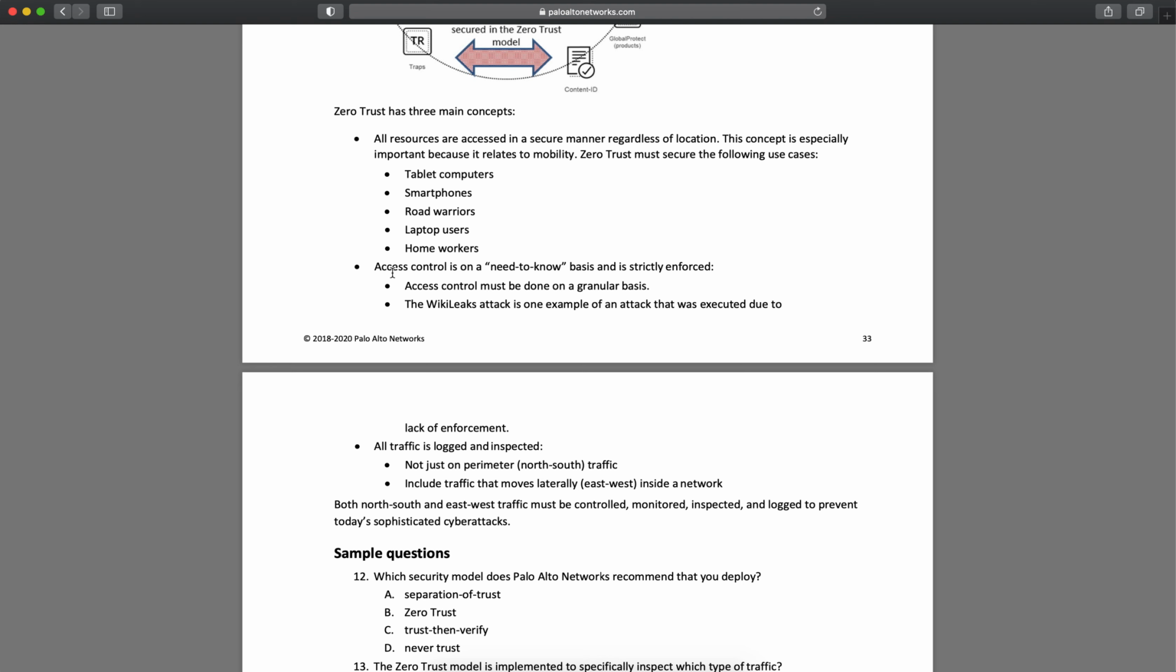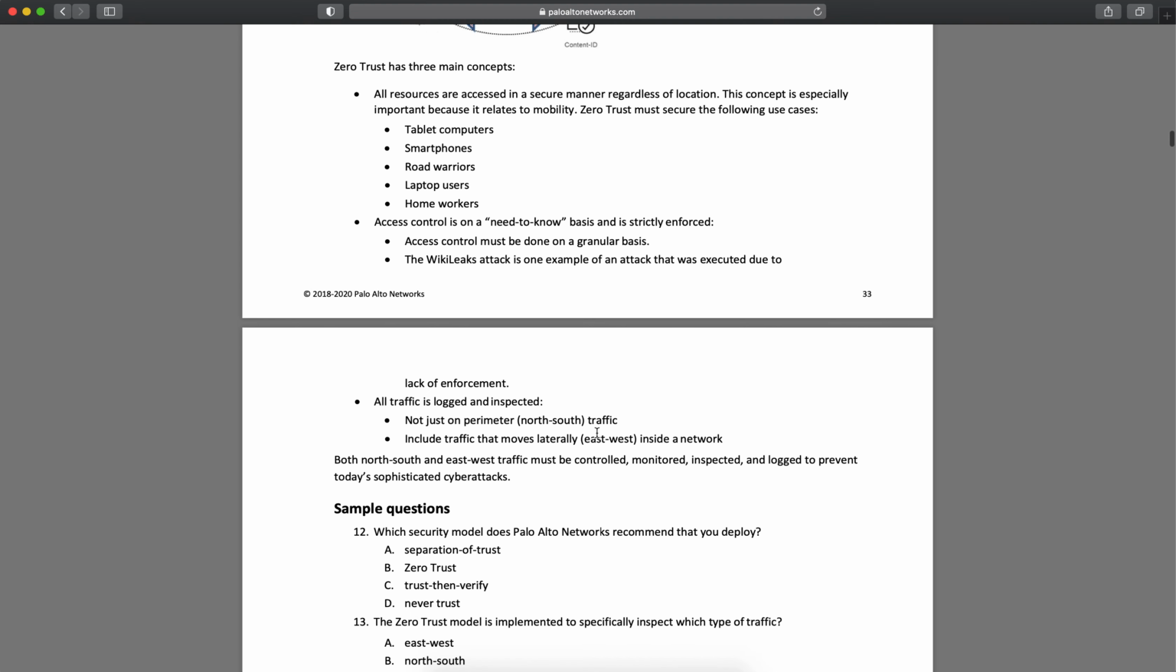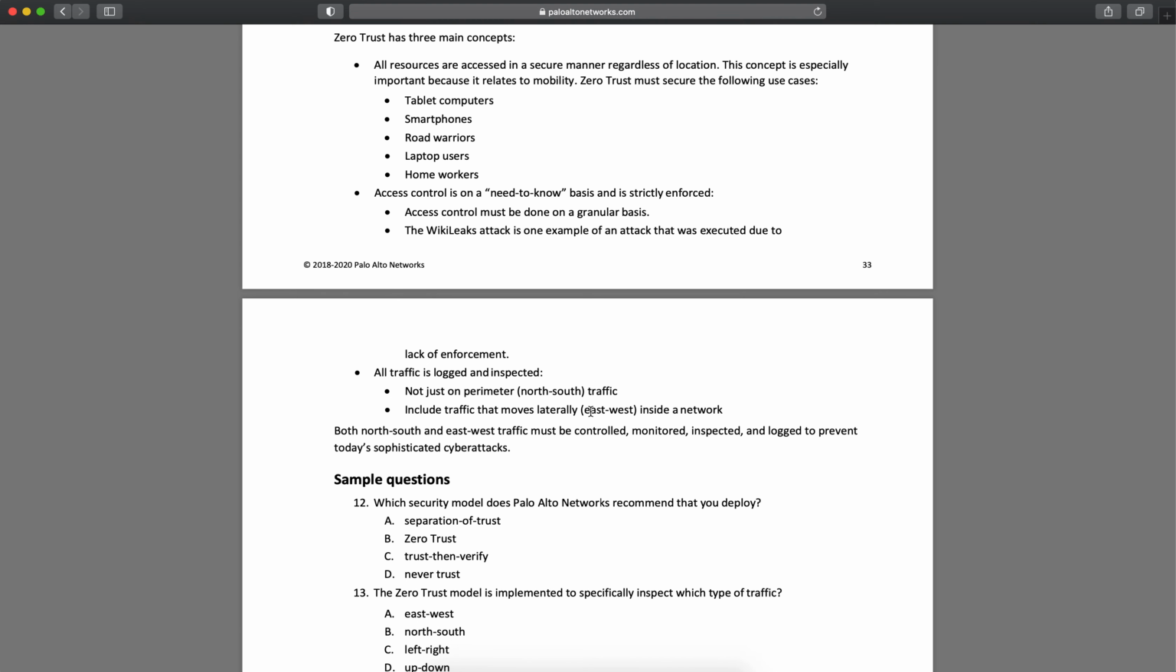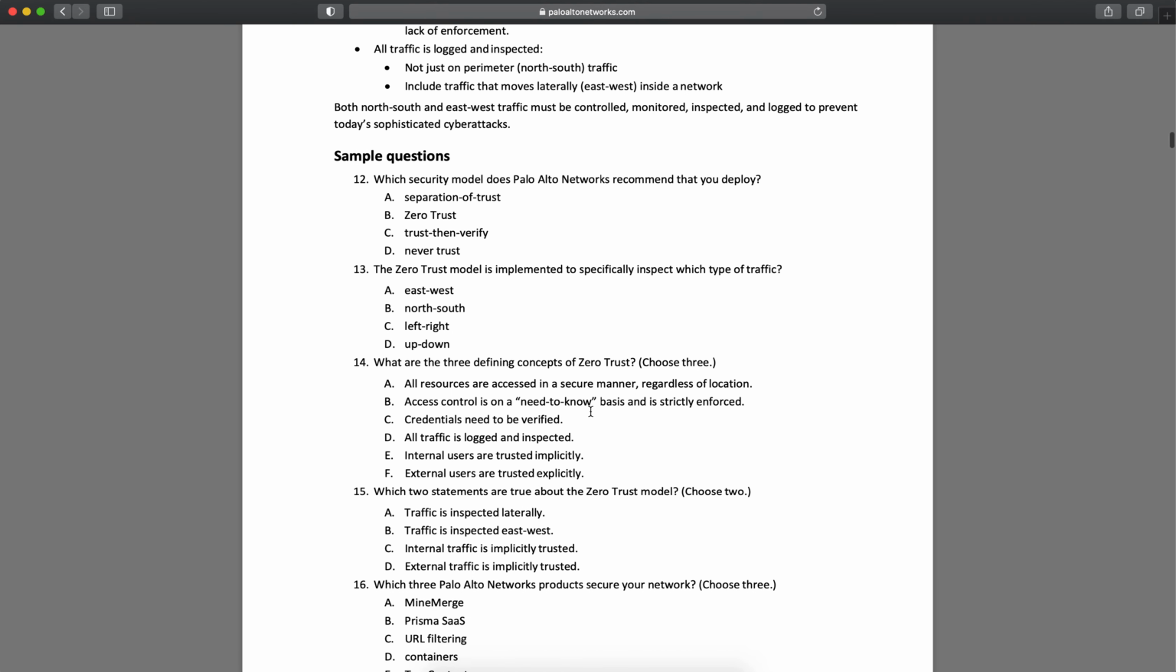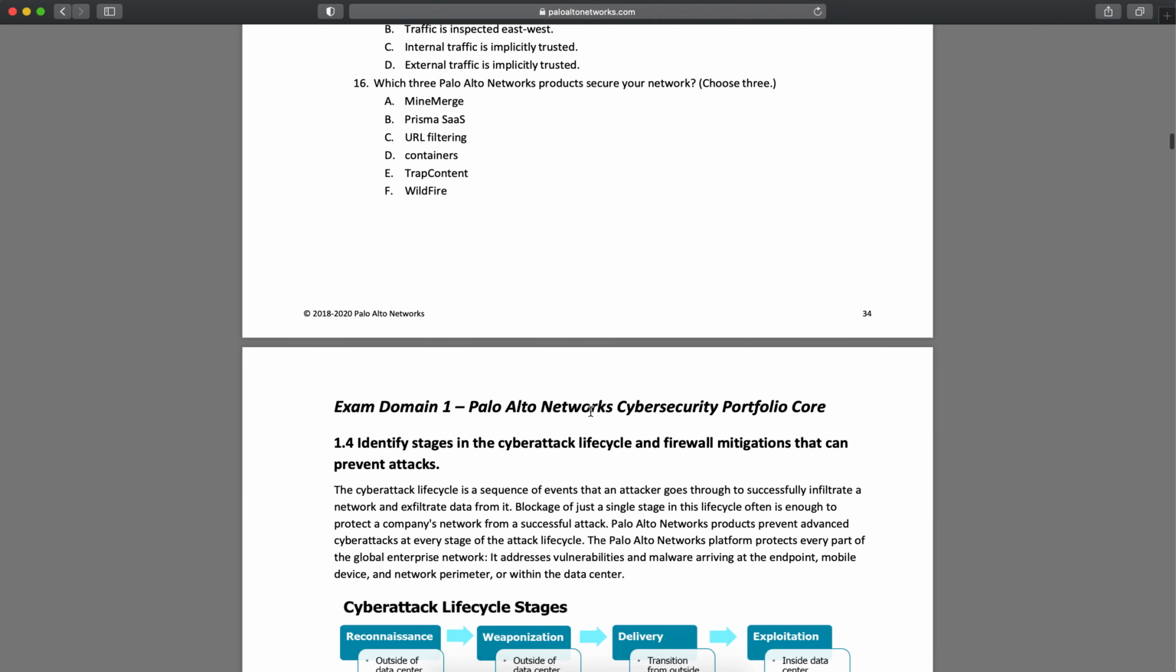They say how WikiLeaks is one of the historical attacks that was exploited by this. And finally, all traffic is logged and inspected. So this is not just the north-south traffic, this is also east-west. So it's not a hard concept, it's pretty basic, pretty standard. I don't expect many issues with this, but it's always good to freshen up.